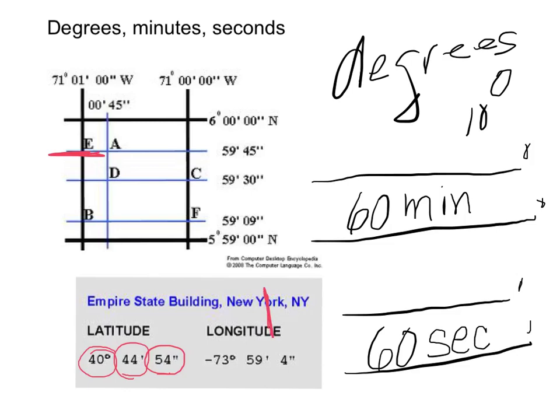Now we want to look at our longitude, the line going this direction. So here we have what says negative. That would be the same thing as west. Okay? We have a negative 73 degrees. And so all of this is a negative number. 59 minutes and 4 seconds. This is the coordinate for the Empire State Building in New York City.